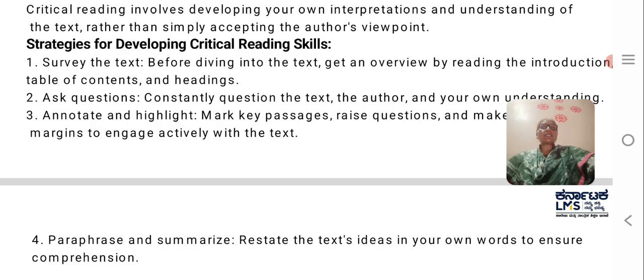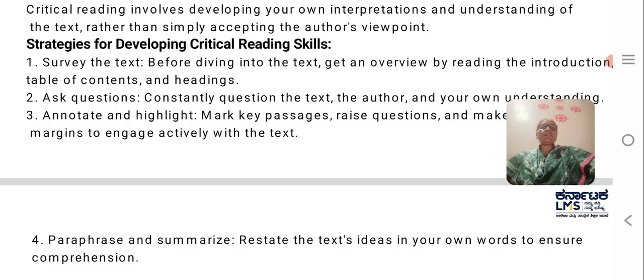So, the text has to be analyzed, and its claims and the evidence given have to be questioned. What are the main arguments made in the text? What evidence is provided to support these claims? Is the evidence strong, weak, or irrelevant? Are there any logical fallacies or weaknesses in the reasoning?